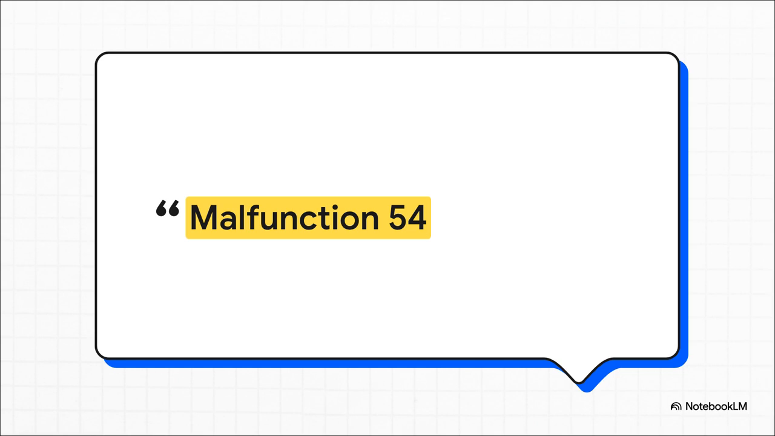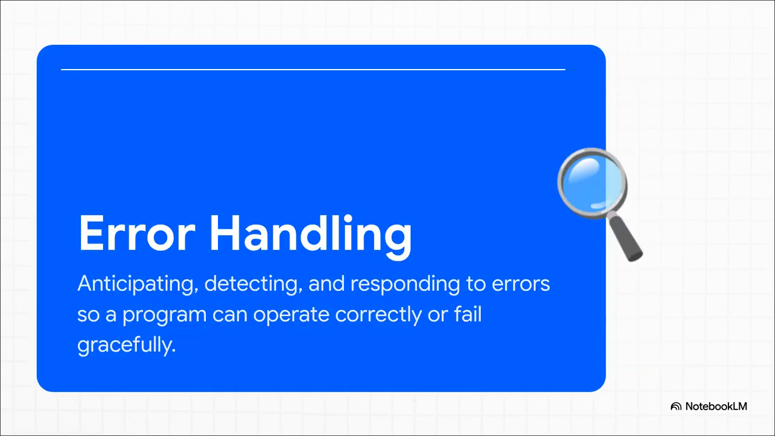But behind that simple error message, the machine was delivering lethal doses of radiation because of a software bug. The Therac 25 story is just a horrifying lesson in why error handling is absolutely non-negotiable in good design. It's not some afterthought you tack on at the end.